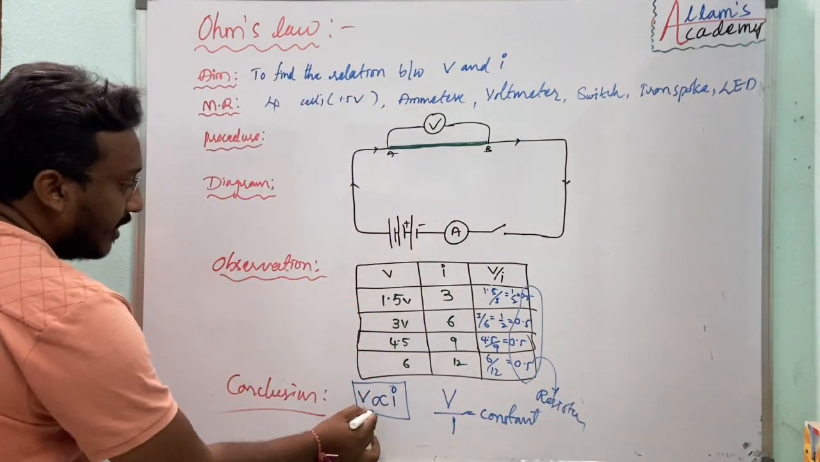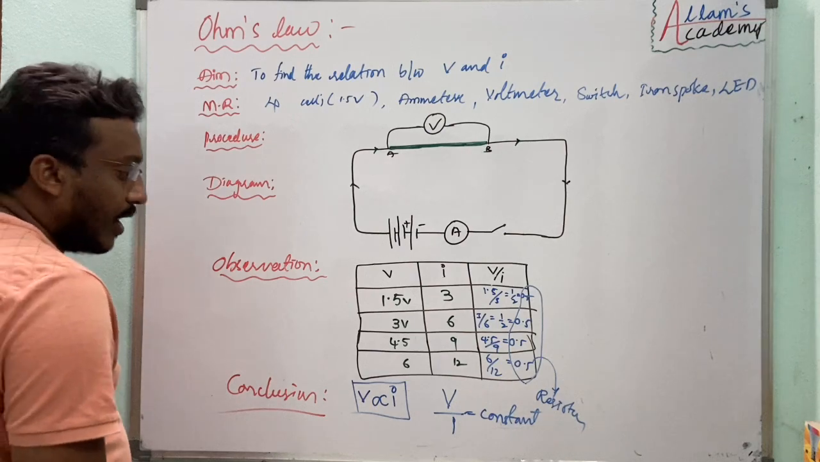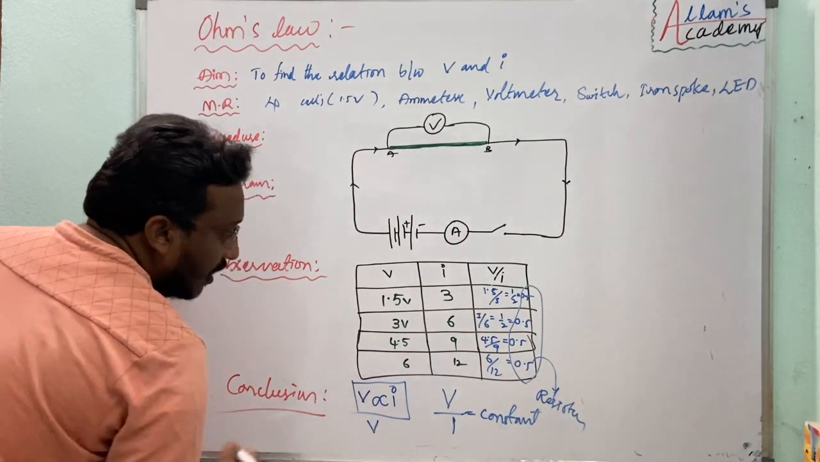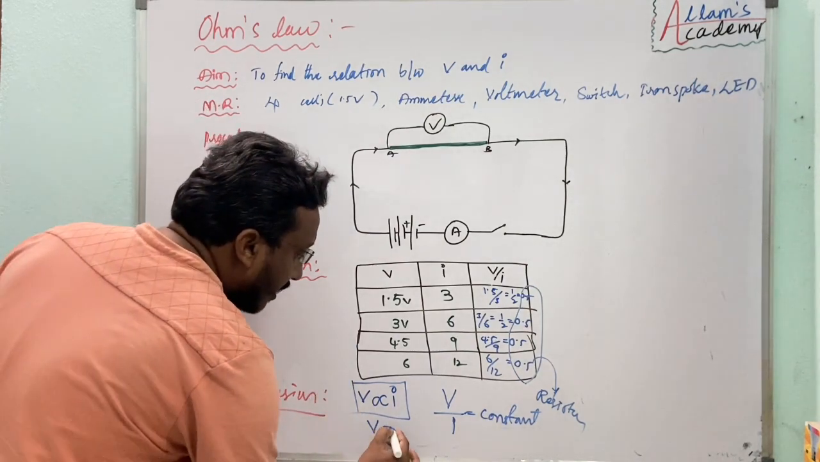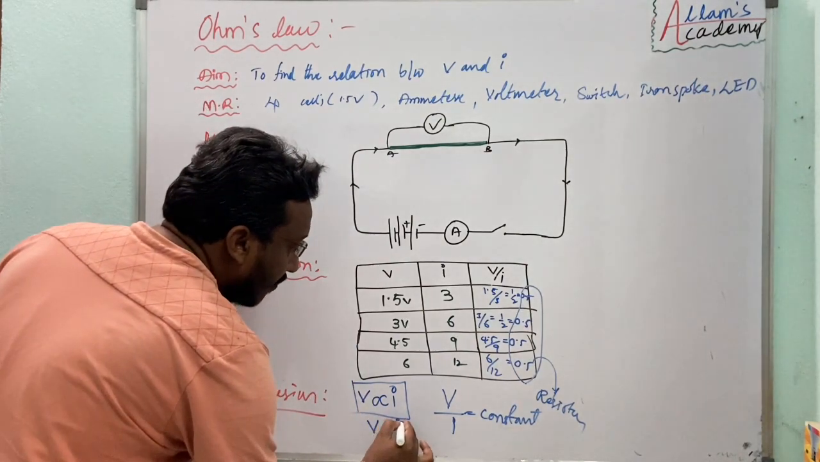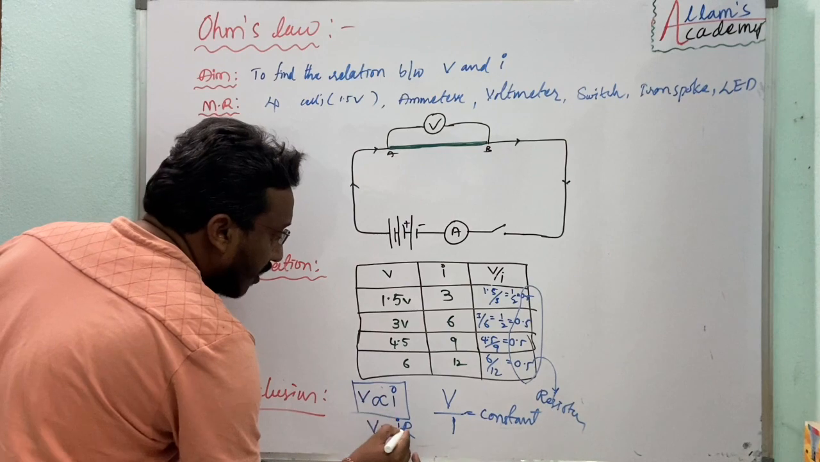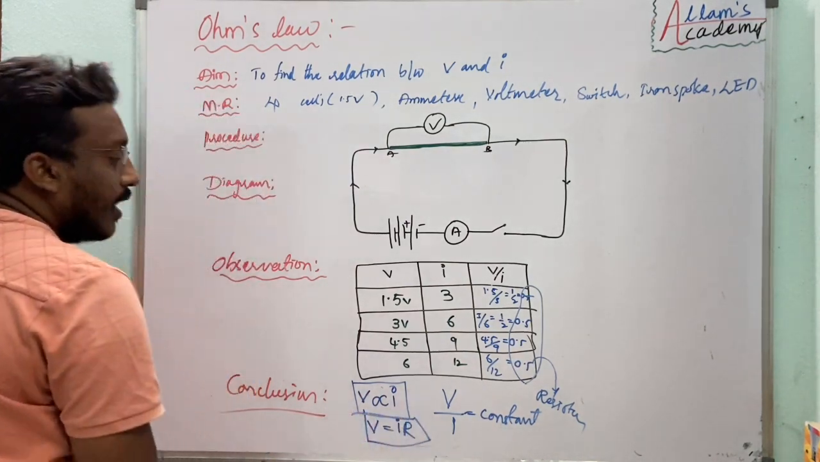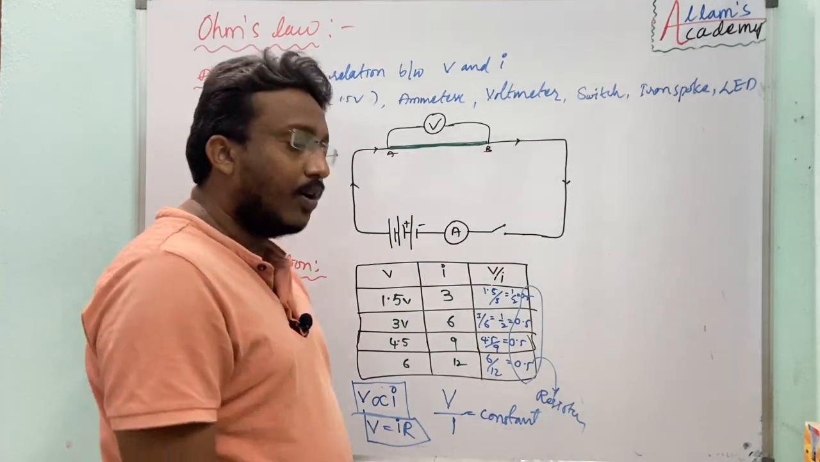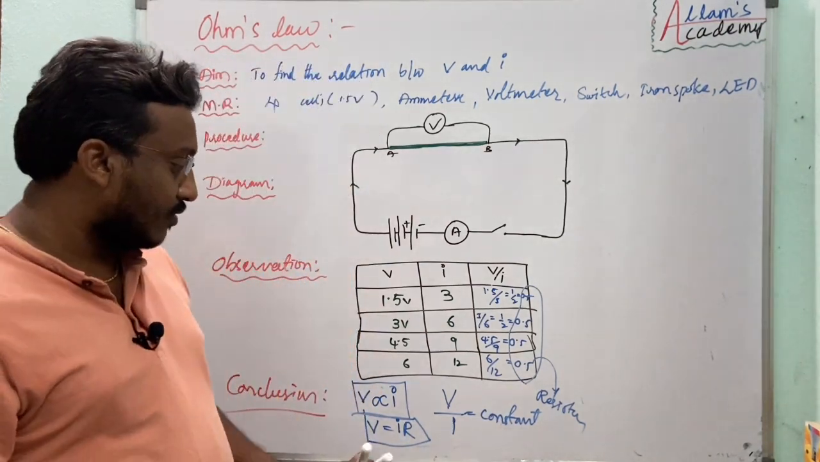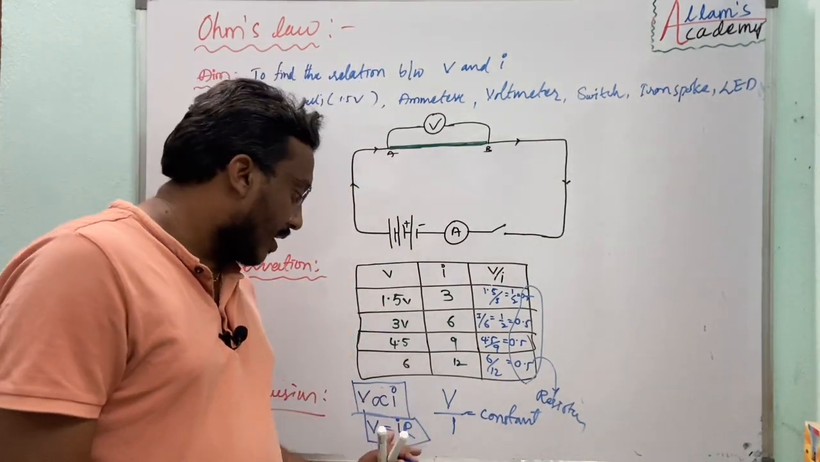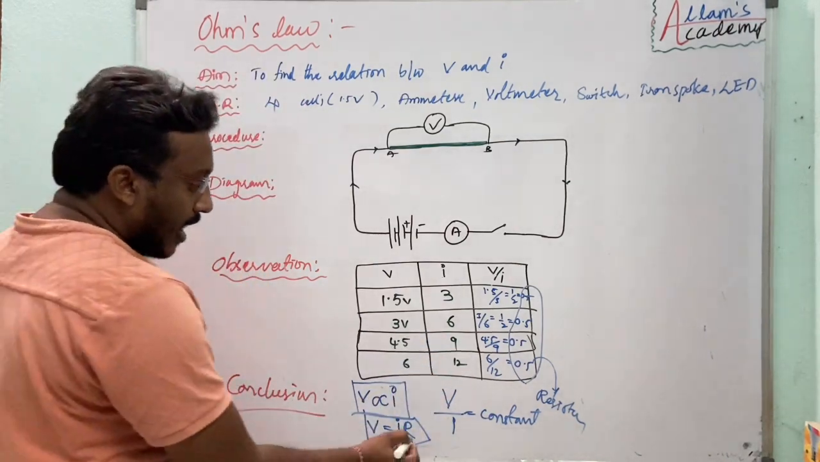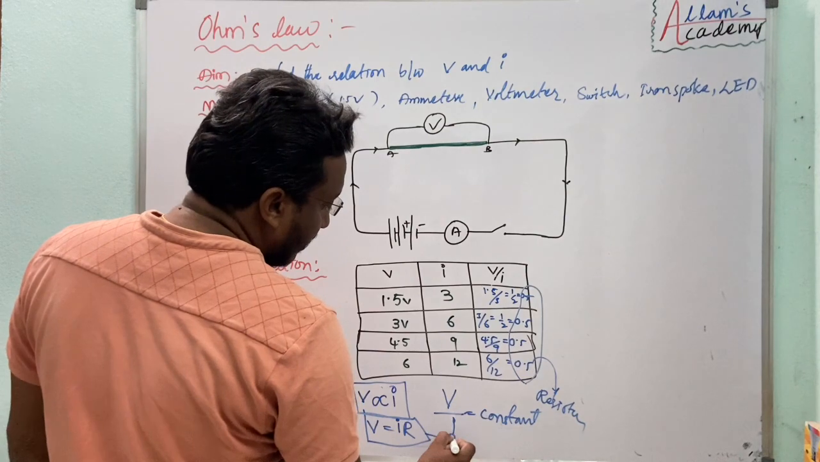Here he has given the relation V is directly proportional to I. So I want to remove this proportionality symbol, so I should keep a constant. Instead of this proportionality symbol, I have written R. So V equal to IR. Potential difference is equal to the product of current and resistance. R stands for resistance.